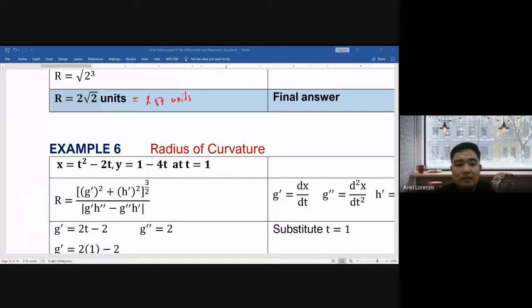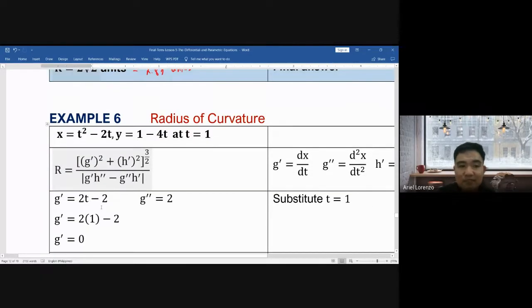So, this is parametric equation. So, pag parametric equation ang given, ito ang gagawin nyo, class. That is g prime square plus h prime square, okay, raised to 3 halves all over g prime h double prime minus g double prime h prime.